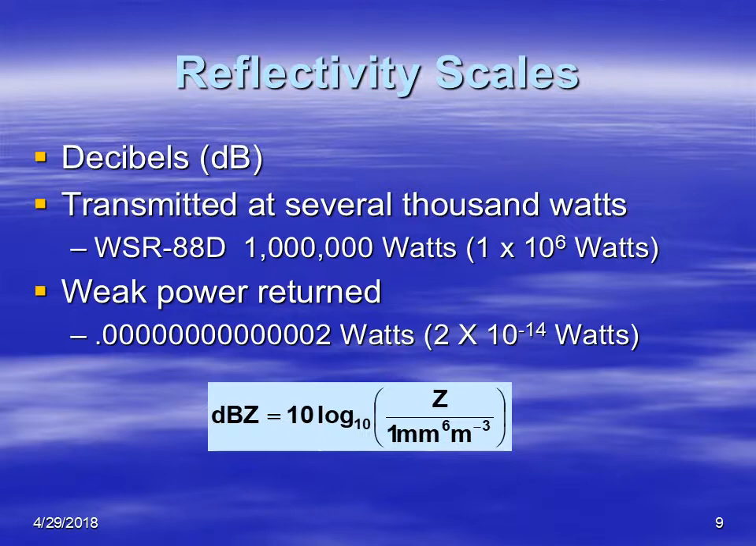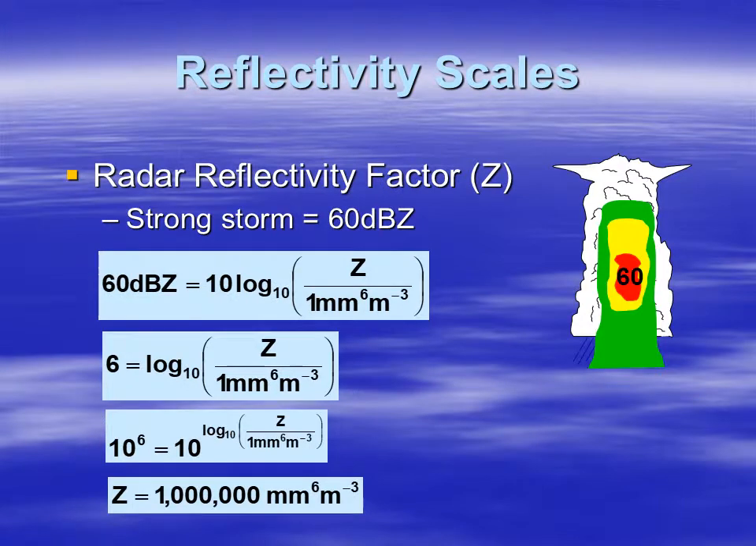What we'll do is we'll take Z divided by 1 millimeter raised to the 6th power per meter cubed. In other words, we get rid of the units because those are the units of Z. And then we take the log of that to the base 10 and then multiply that by 10. So, an example, we know that the radar reflectivity of a really strong thunderstorm is about 60 dBZ. So if that's the case, let's figure out what our radar reflectivity, Z, is.